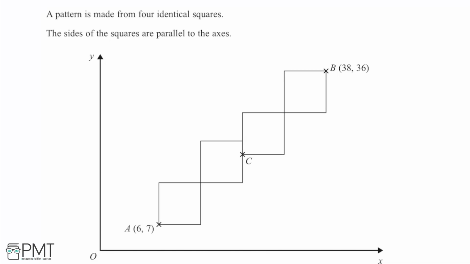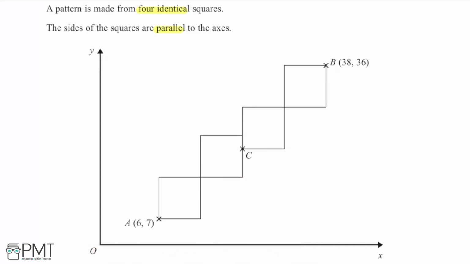So here we have a pattern which is made from 4 identical squares, and we're told that the sides of these squares are parallel to the axes. And we can see that in the diagram below. So we have these sides of all of the squares which are going to be parallel to the y-axis here, and similarly these sides of the squares which are parallel to the x-axis.